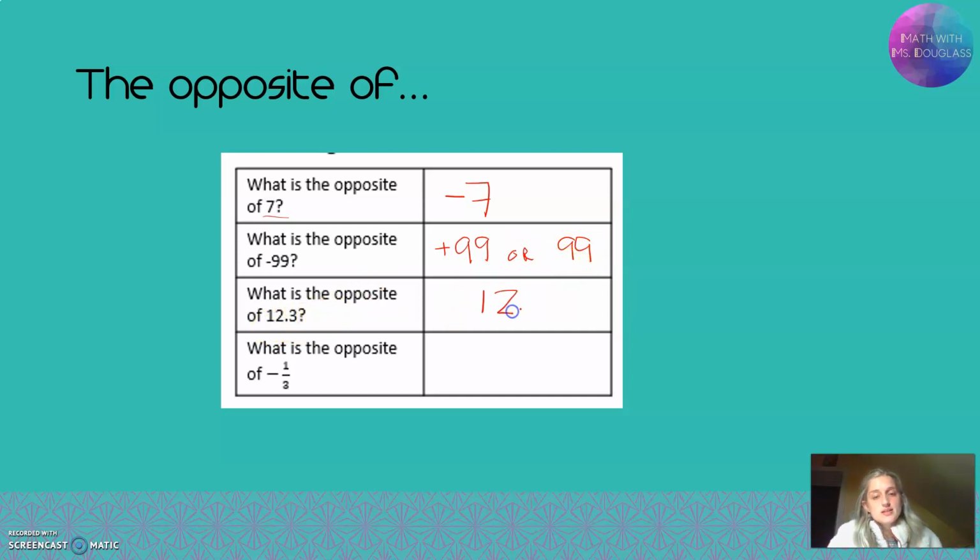What's the opposite of 12 and 3/10? The 12 and 3/10 is not changing. It's just the fact that this used to be positive and now is going to be negative. The opposite of -1/3 is going to be +1/3 with a plus sign, or just written as 1/3. So these two are called integers, whole numbers and their opposites. These two are called rational numbers because they include fractions or decimals. Whichever way you call it, the opposite is still the same exact number, flipping the sign.